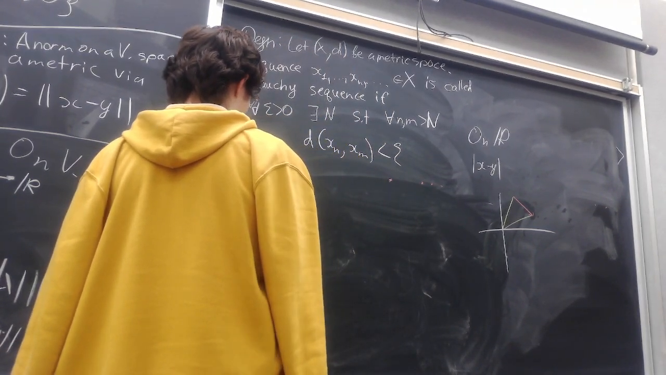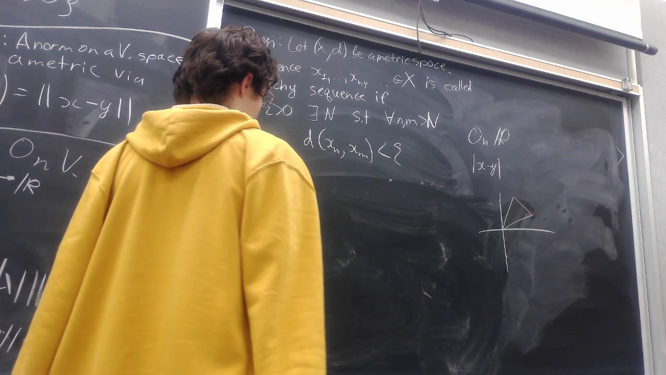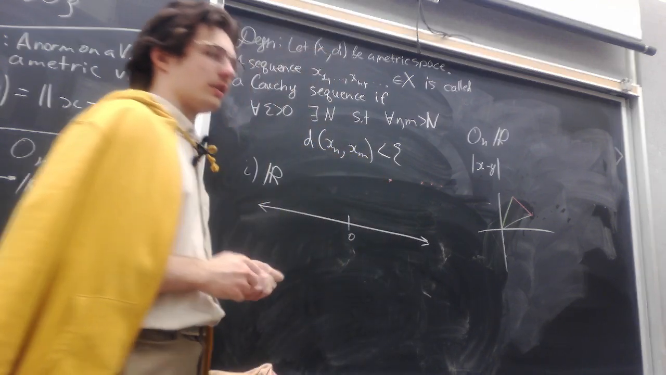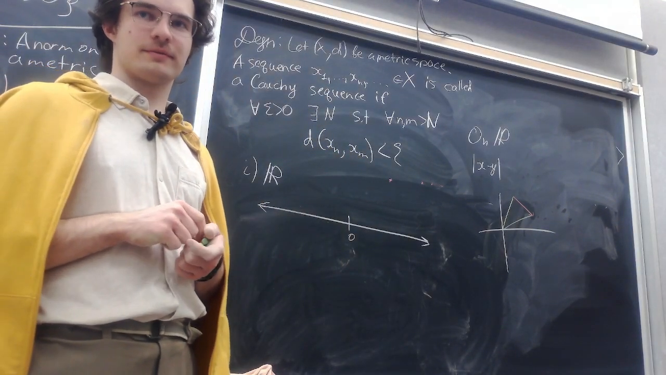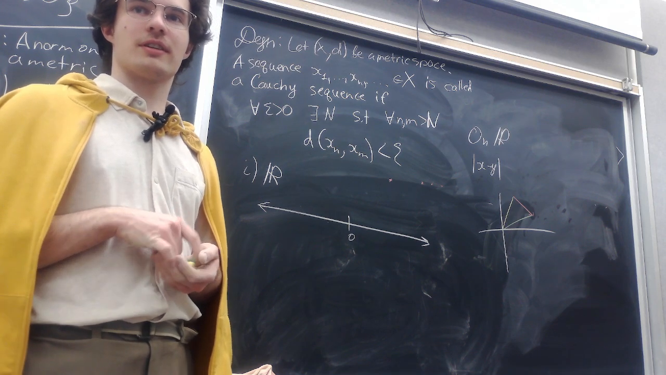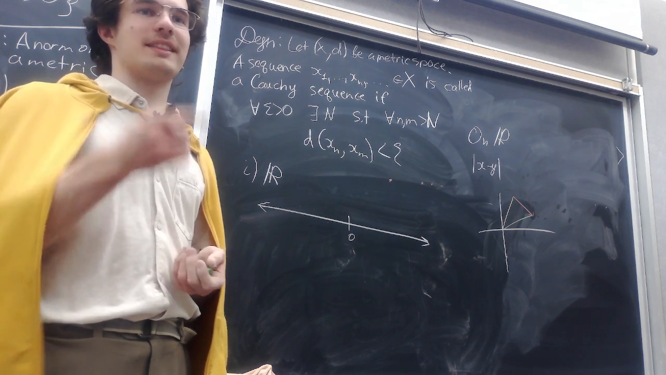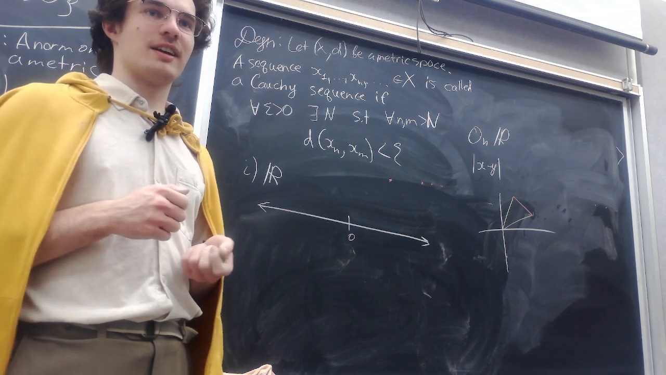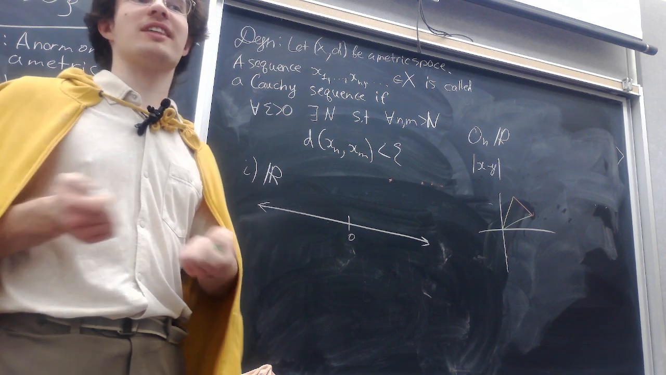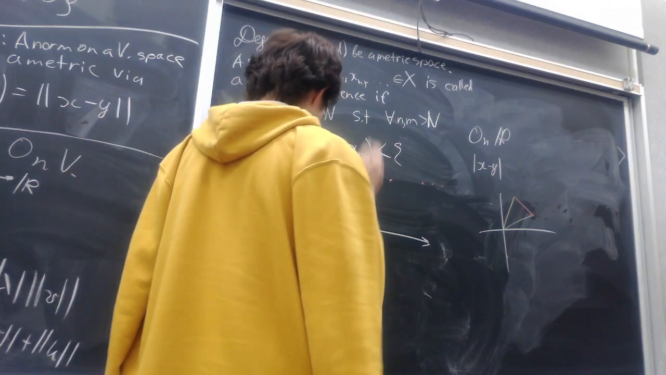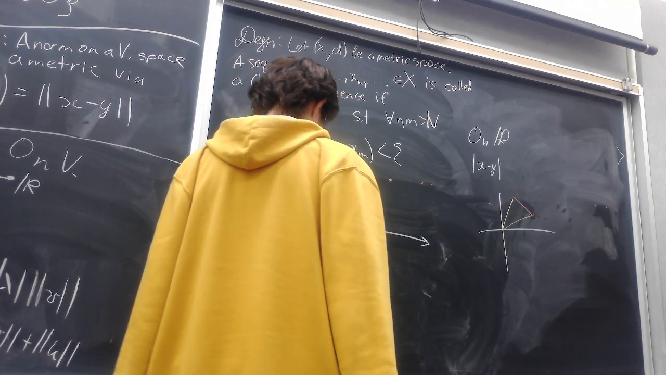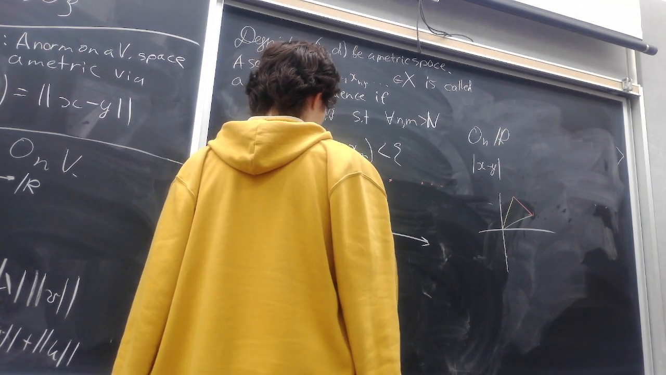So example 1, let's look at R. Let's look at a Cauchy sequence on R. So this is 0. What's a really good sequence, indexed by the natural numbers? No, but that doesn't get closer to each other. Instead of 1, 2, 3, you should do 1 over n. 1 over 2 to the n is too much. Just 1 over n. So x_n equals 1 over n.